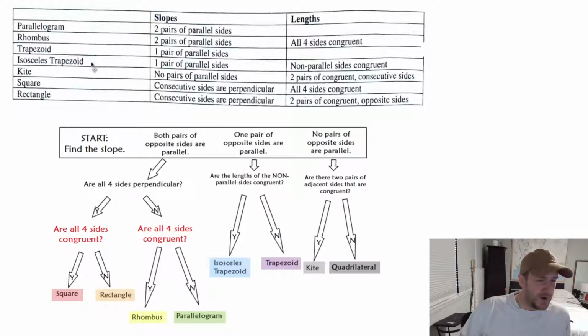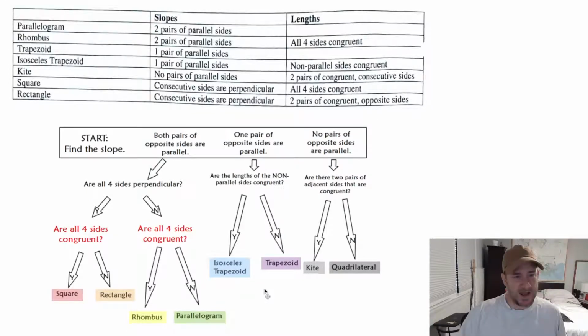To be an isosceles trapezoid, you need one pair of parallel sides, and you need the non-parallel sides to be congruent. To be a kite, you shouldn't have any sides that are parallel, but you should have two pairs of congruent consecutive sides, or adjacent sides. To be a square, you've got to have consecutive sides that are perpendicular, so you need the right angles, and you need all four sides congruent. To be a rectangle, you'd need your consecutive sides to be perpendicular, giving you the right angles, but you'd also need only two pairs of congruent opposite sides, meaning they can't all be the same.